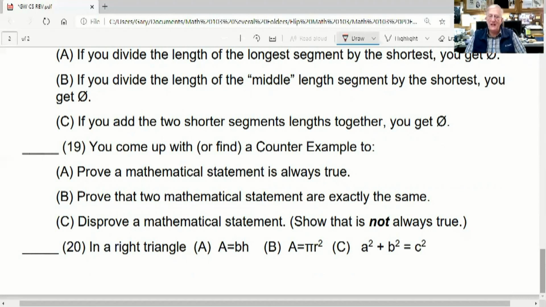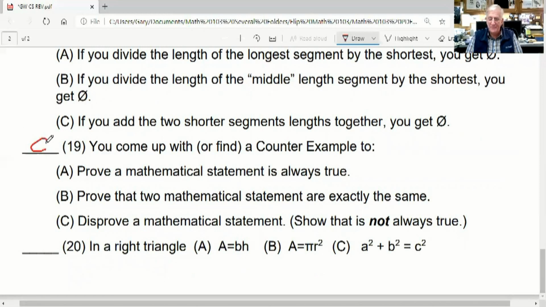A counterexample is used to disprove a statement and to show that it is not always true. So this is choice C.